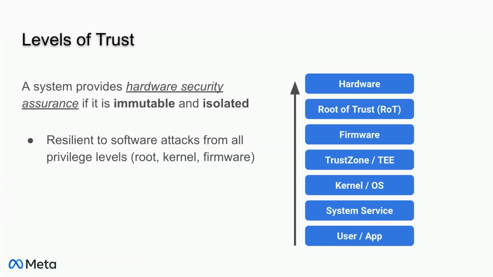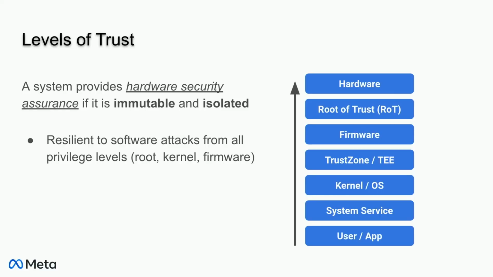So today, I'm going to talk about how these features are designed, what makes them secure, and I'll explain why augmented reality is going to make everything more complicated. So to start, it's helpful to consider the levels of trust in platform security. User applications have the least amount of trust, arguably untrusted. And hardware has the most trust, but there is a gradient in between, which includes the operating system kernel and firmware and other elements. Now, we say that a system provides hardware security assurance if it is immutable and isolated.